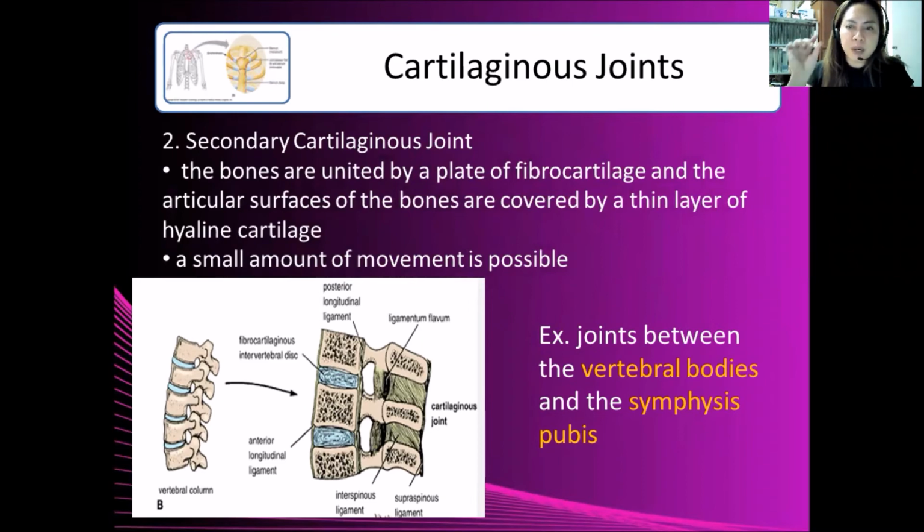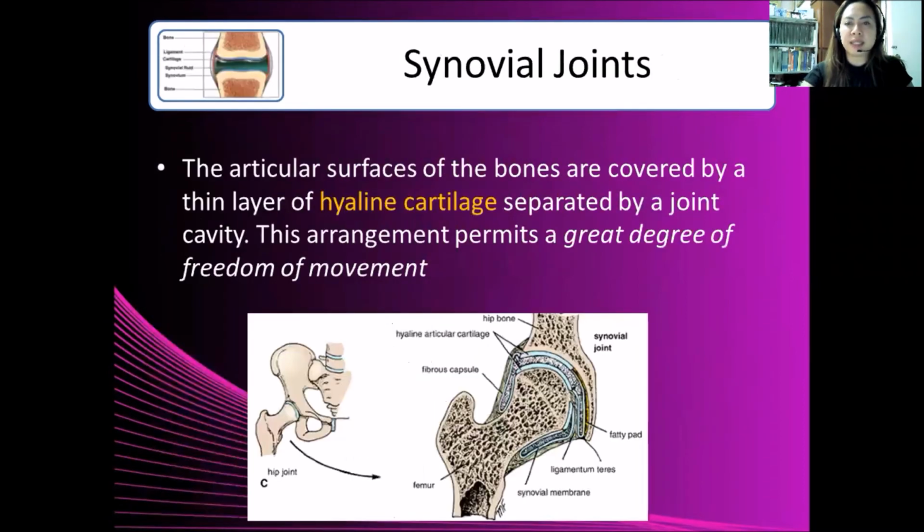There's a small amount of movement. Small amount of movement is possible. So the joints between the vertebral bodies, yung sa spine, the vertebra, the joints between them, that is a cartilaginous joint. And of course, the joint in the symphysis pubis, cartilaginous yan.